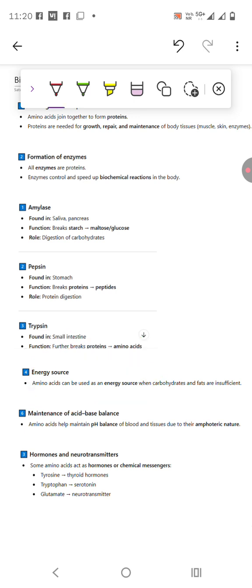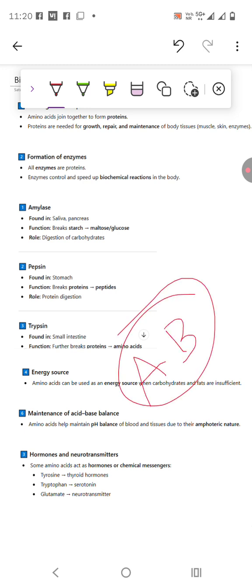Since amino acid contains an acidic part and a base part, it is amphoteric in nature. Because of this amphoteric nature, it helps in maintenance of pH balance of blood. That's it.